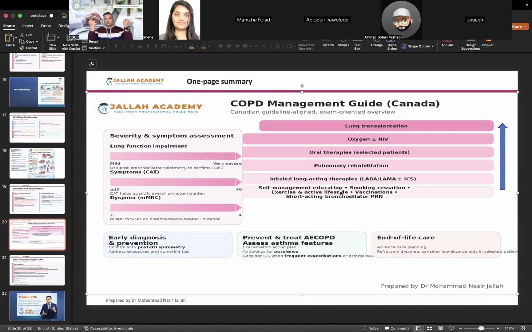So stage two is what? Stage two is LABA and LAMA. The stage zero is short acting. Stage one is either LABA or LAMA. Stage two combined. Stage three steroid. Now, if it doesn't help, then I escalate.